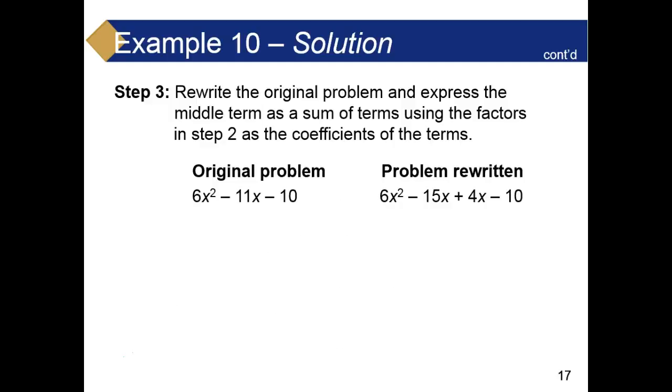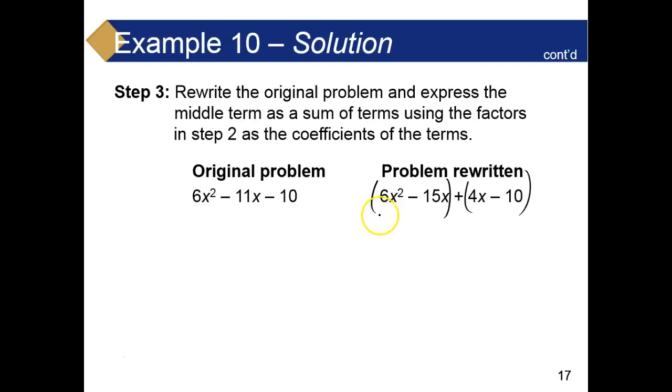So, rewrite the original problem and express the middle term, the same thing we did, as the sum of two terms using those factors. So that 6x squared minus 11x minus 10 becomes 6x squared plus 4, or actually they did it the other way. Oh, they're going to get a different answer, aren't they? Minus 15x plus 4x minus 10. Uh-oh, they did it a different way than us. Is that going to work? Let's try it. Group.